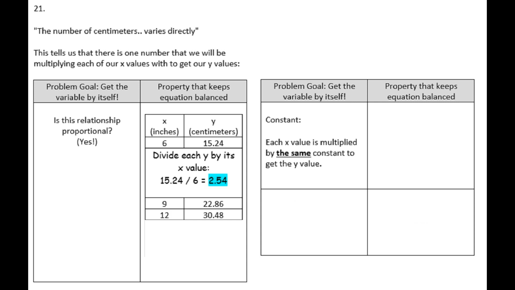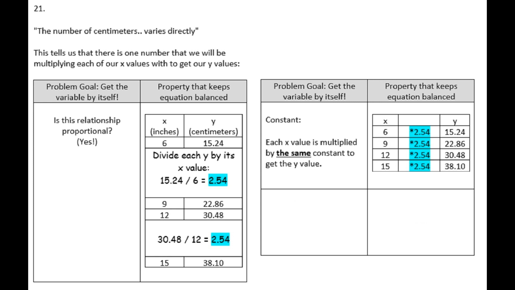So let's go 30.48 divided by 12. And again, we get 2.54. So 15 and 38.1, 15 times 2.54 is 38.1. And yes, it turns out we are using the same constant for the entire chart. Remember to check at least 2 positions.